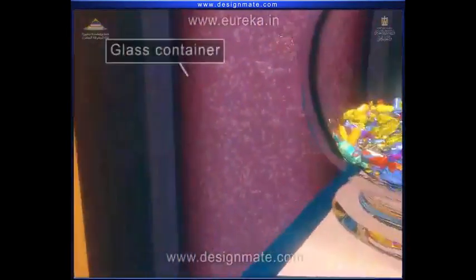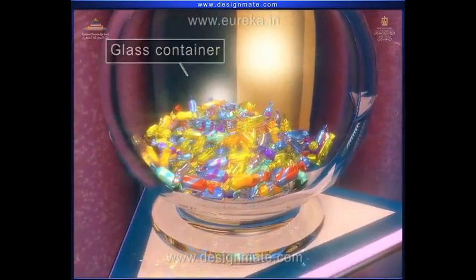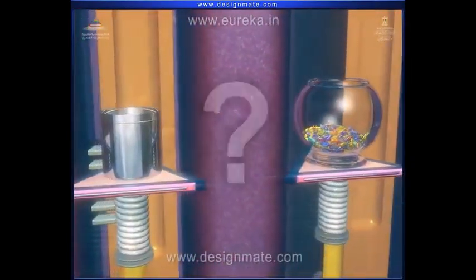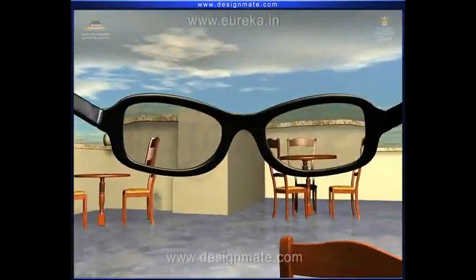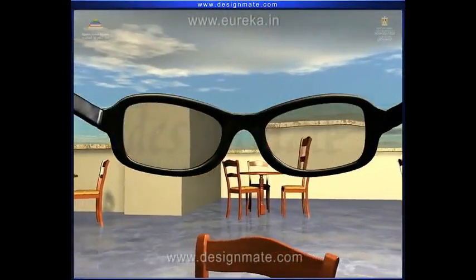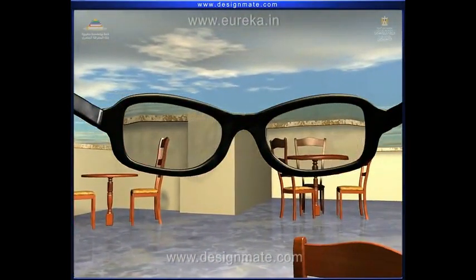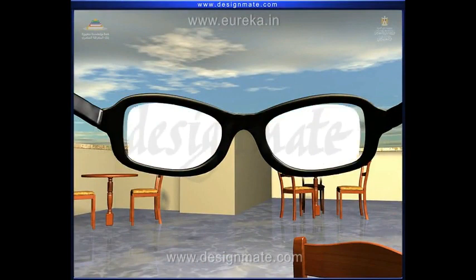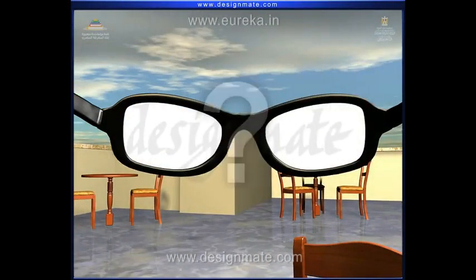Here's another container made of glass. You can easily see through this container that is filled with chocolates. What makes the difference? Next, many of your friends use spectacles. If you look through these glasses, you're able to see things around you. Imagine if the glasses used in spectacles are replaced with paper. Can you now see through this paper? Why does this difference occur?